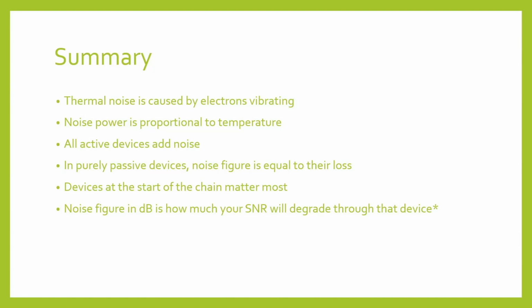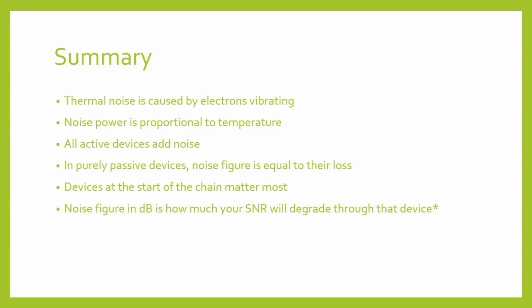So our input and our output are at the same temperature, so our noise power is going to be the same. Whereas if we have 3 dB of loss, so we lose half our power going through the device, our signal's got 3 dB smaller, and our noise has remained constant, it's at the same temperature, so our SNR has just got 3 dB worse. Devices at the start of the chain matter most. This is because everything is divided by the gain of the stages in front of it.